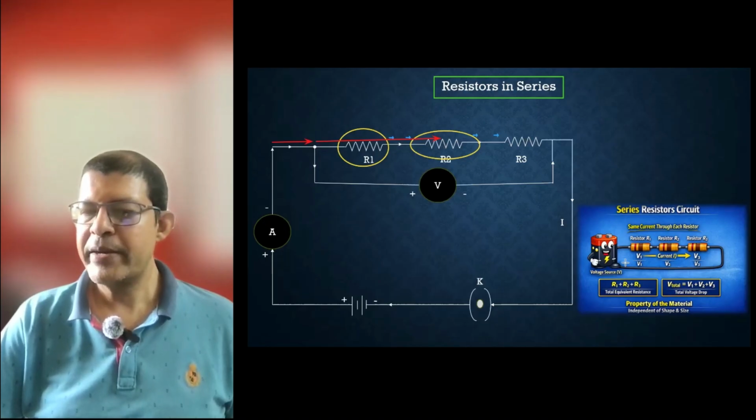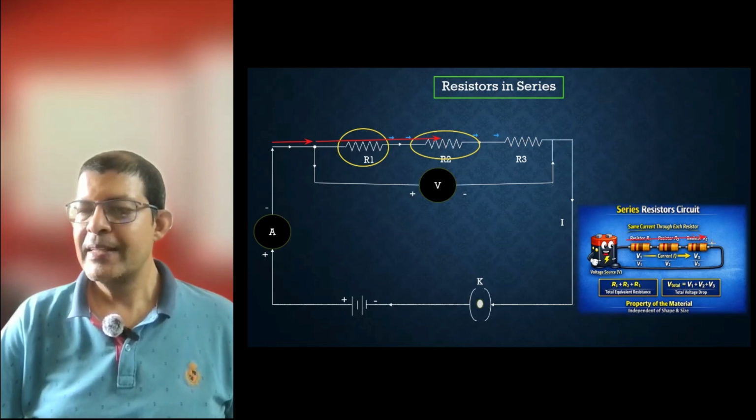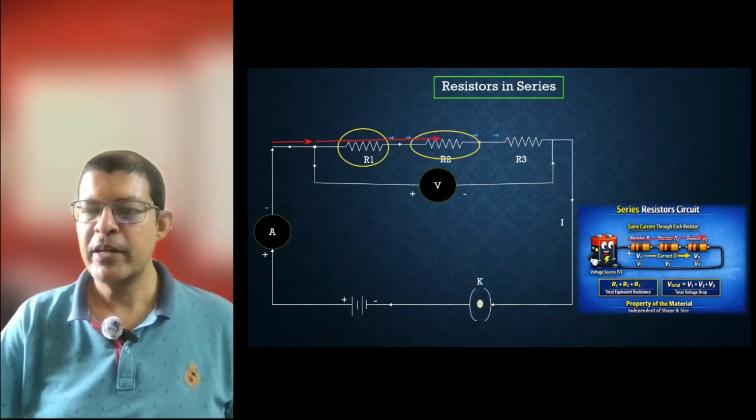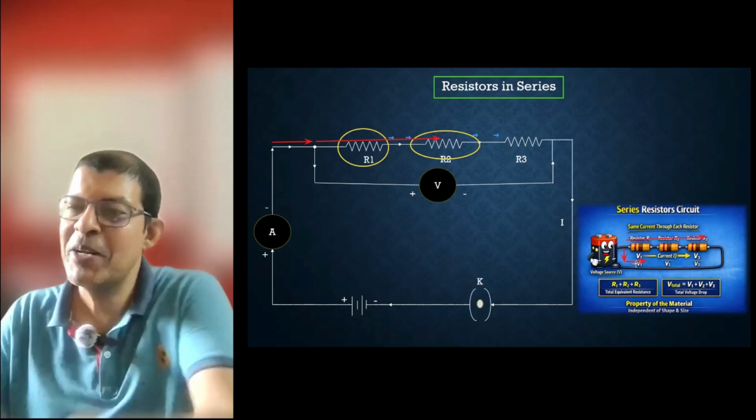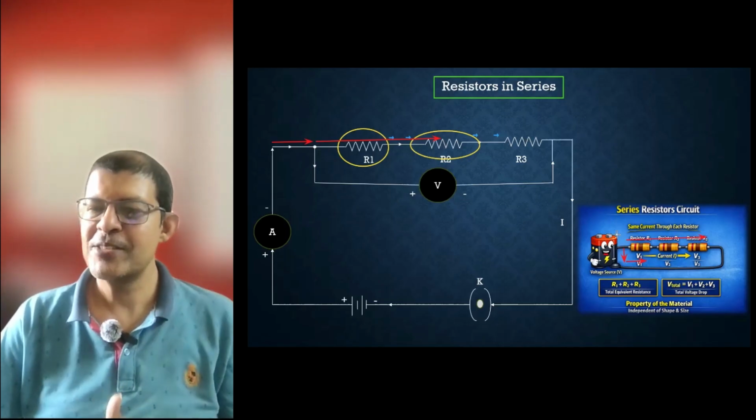You can see here the battery going to resistor 1, 2, 3. Right? There is no other junction. There is no other further junction which appears across these resistors. If there was another wire here, and another resistor here, then the current would get divided. Then it would have been a parallel circuit. We're going to see that next.